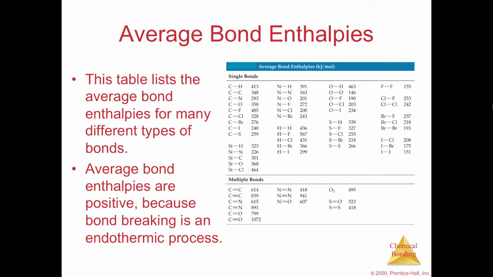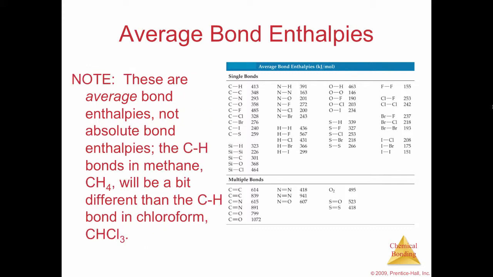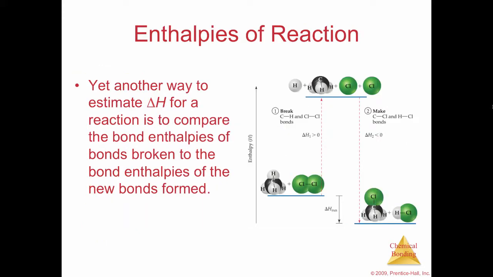Also, a molecule with strong chemical bonds generally has less tendency to undergo chemical change than does one with weak bonds. You should note that these are average bond enthalpies, not absolute bond enthalpies. For instance, the carbon-hydrogen bonds in methane will be a bit different than the carbon-hydrogen bonds in another compound like chloroform. Another way to estimate the enthalpy change for a reaction is to compare the bond enthalpies of bonds broken to the bond enthalpies of the new bonds formed.